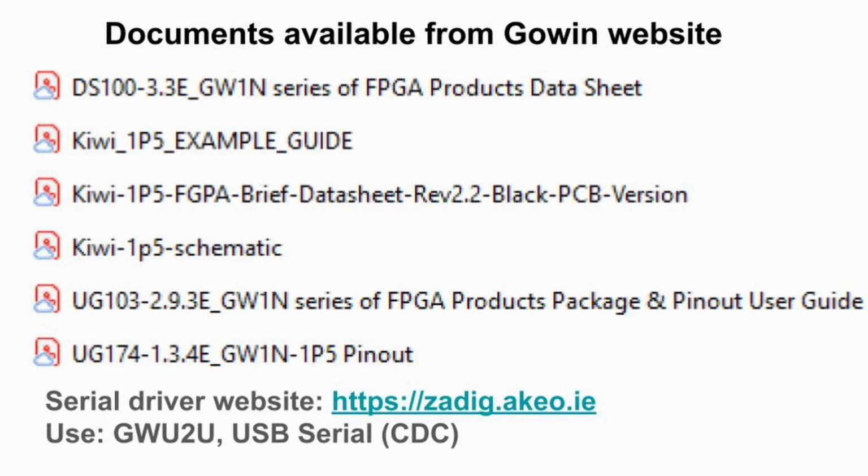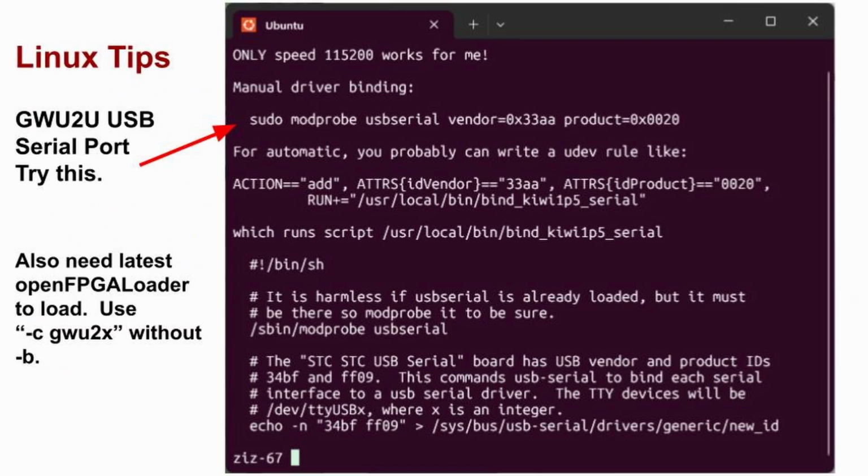I haven't covered getting the board serial port to work. I may show that in a later video. But for now, you can see that Gowin recommends getting the needed USB serial driver from Zadig, which is a little weird. The example guide shows how to make the serial port work. When installing the driver, pick GW-U2U and USB serial CDC. It's disappointing that the board uses a USB serial chip that does not work out of the box for Windows. In fact, it doesn't work out of the box for Linux either.